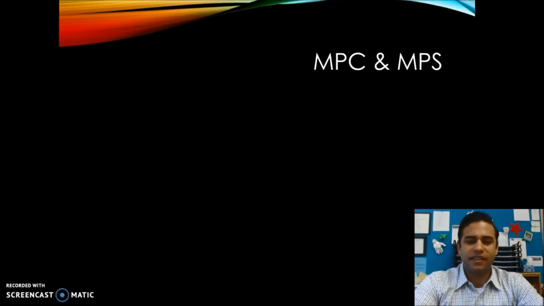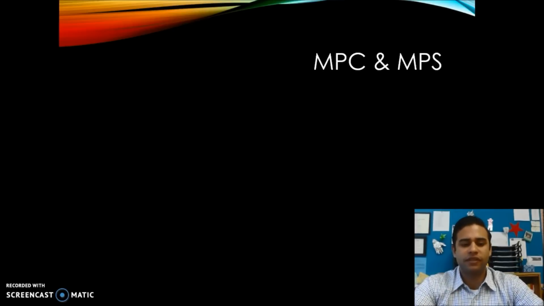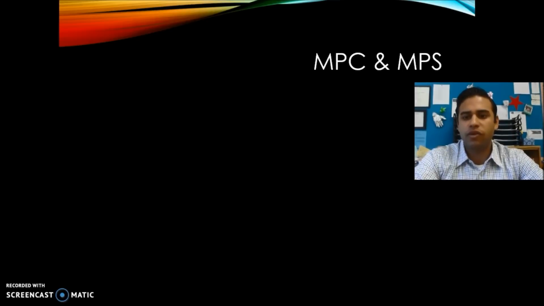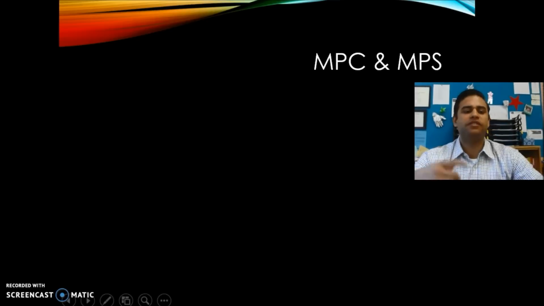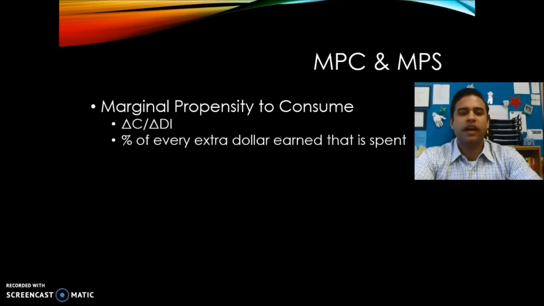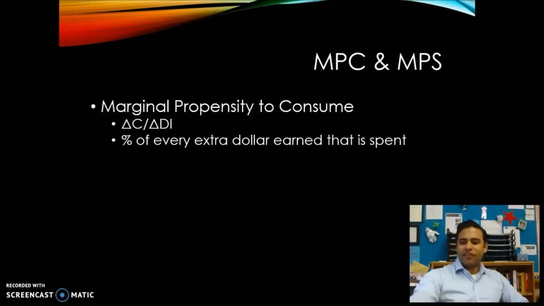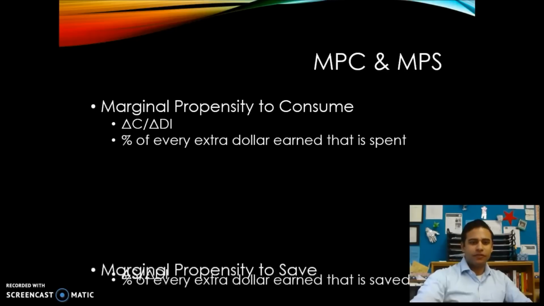And all I mean to say here is, if I were to give you $1, how much of that $1 would you consume versus save? So we're thinking marginally here, right? We're thinking about incremental changes. So if I were to give a household a $100 raise, how much of that $100 would get consumed? How much would get saved? So marginal propensity to consume is a change in consumption over a change in disposable income. All right, so that's your marginal propensity to consume.